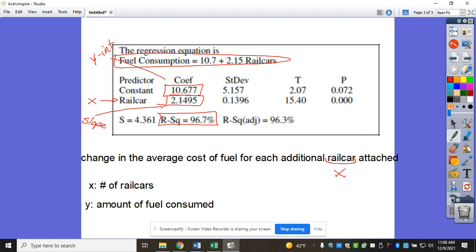How is this different than this? Here it's talking about amount, and here it is talking about cost. So it is not directly asking about that slope relationship. It is instead asking about converting one thing. So our slope is 2.1495.